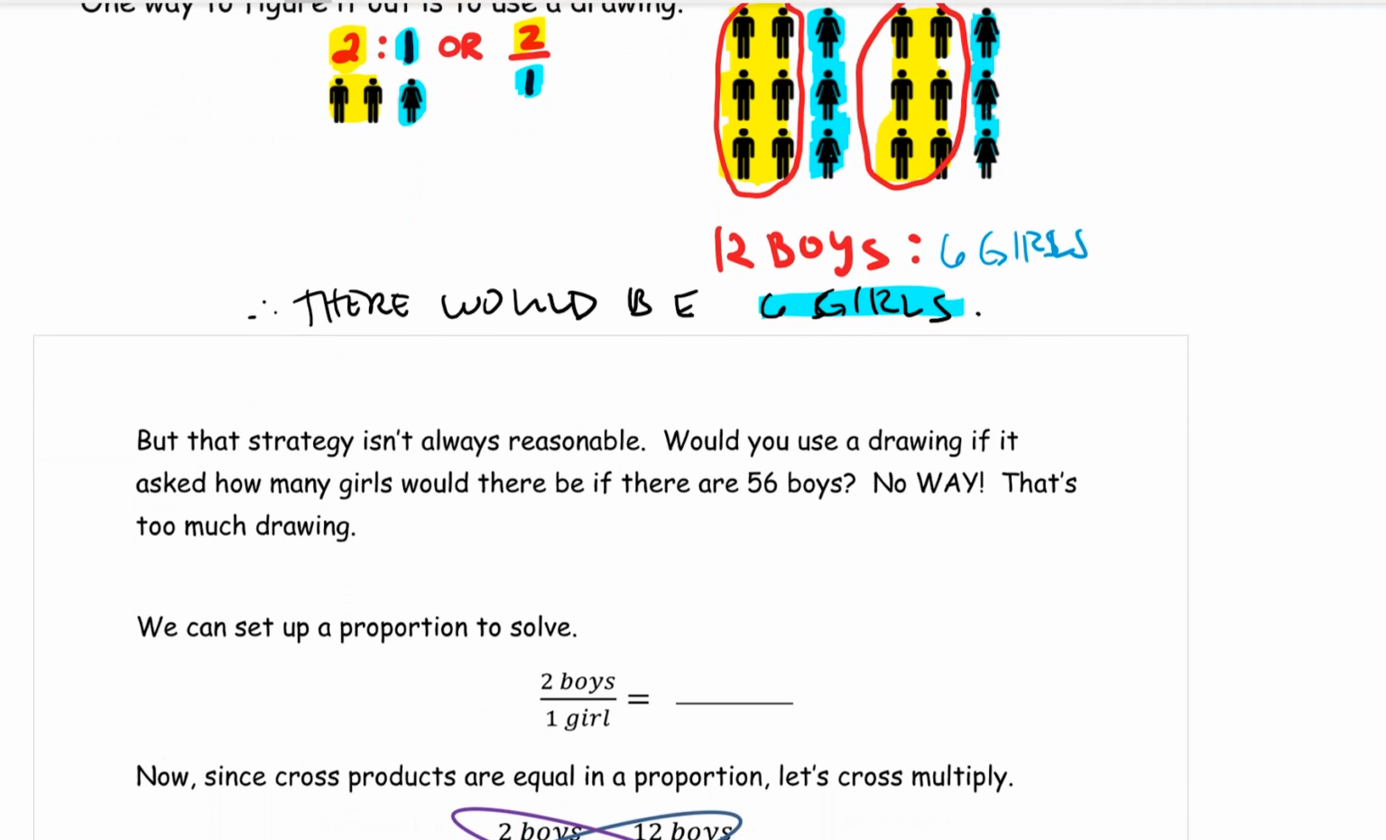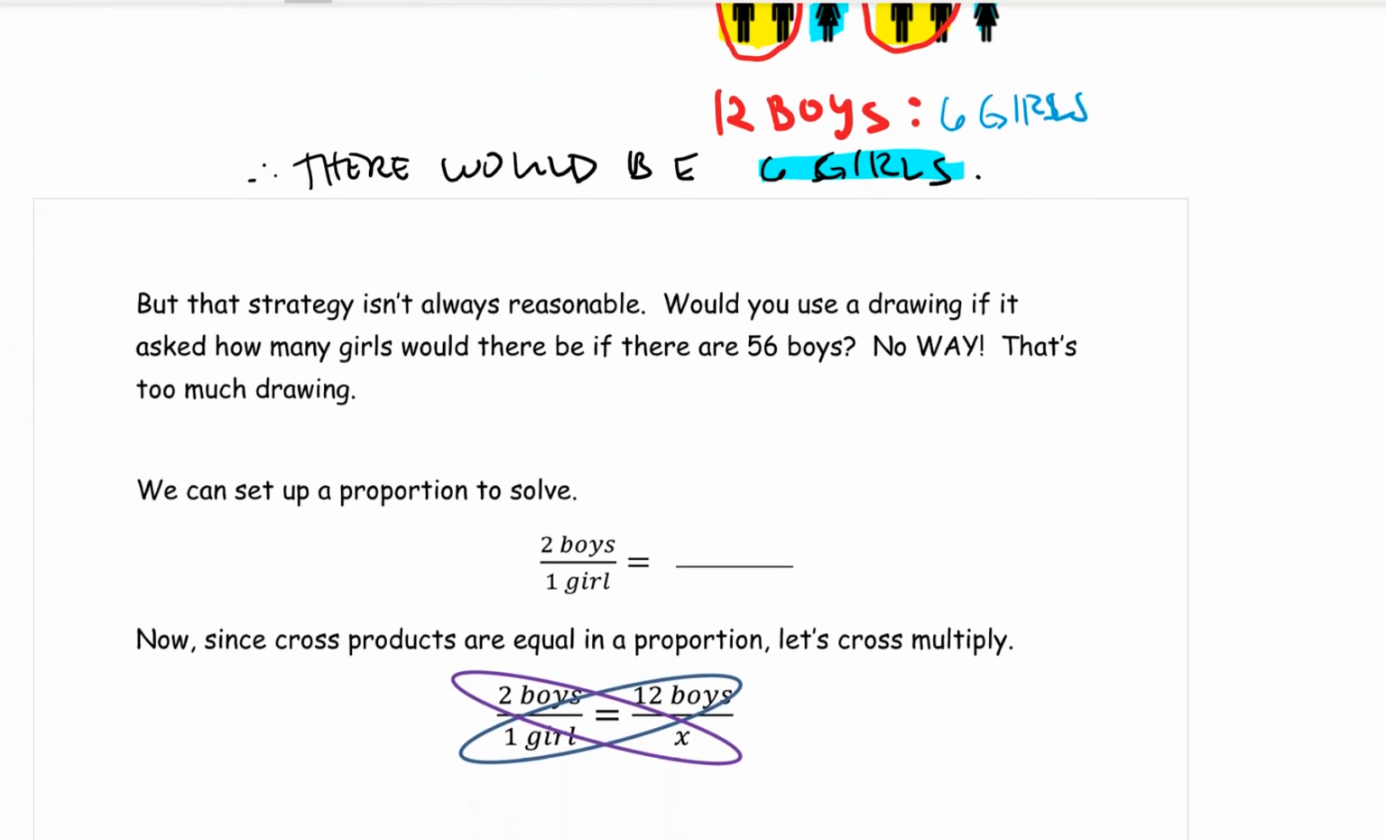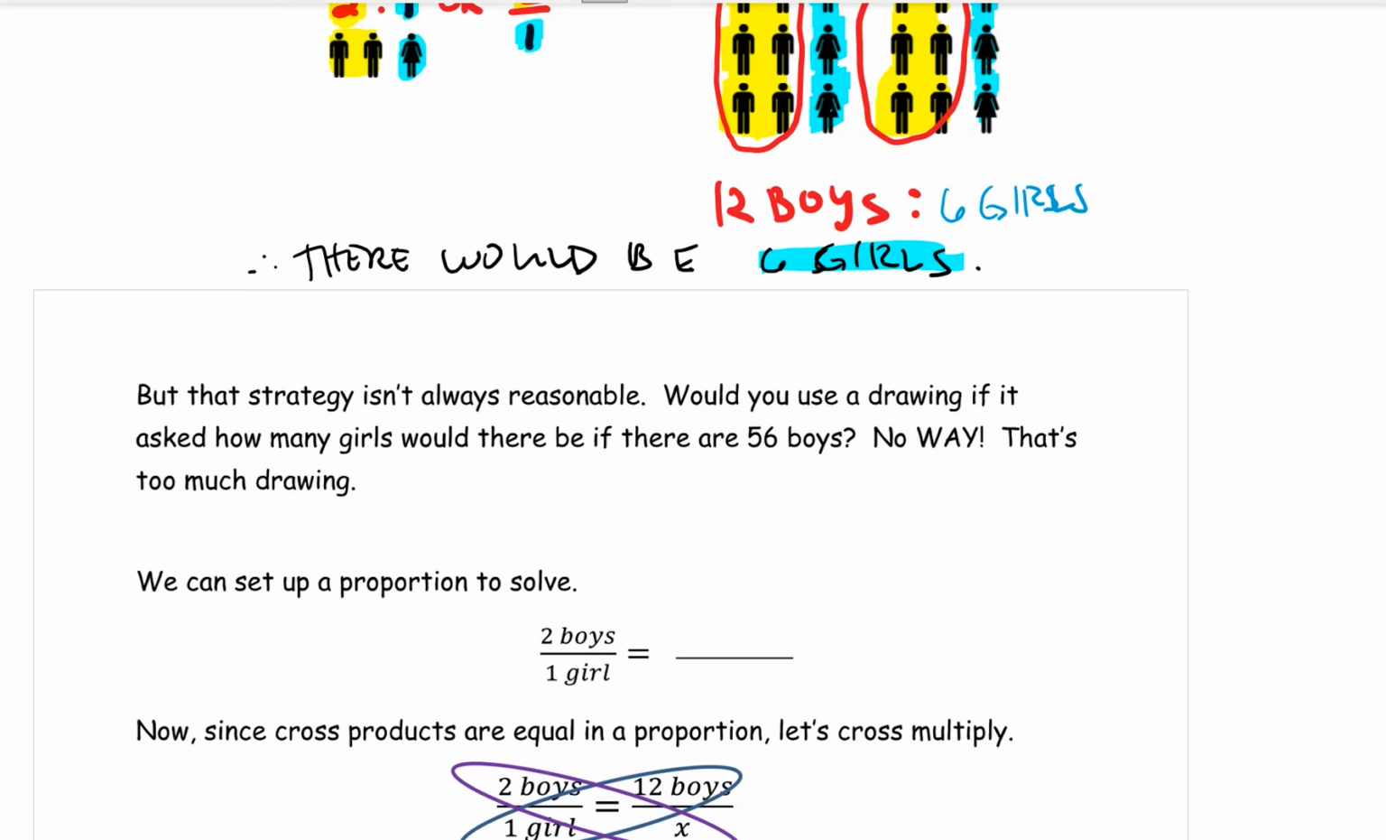the thing about this strategy is it isn't always reasonable. Because remember that sometimes you'll be dealing with big numbers. So would you use a drawing if it asks how many girls would there be if there are 56 boys? So 56 boys, that's quite a lot. So that's too much drawing. So what you can do is you can set up the proportion. So how do we set up the proportion?